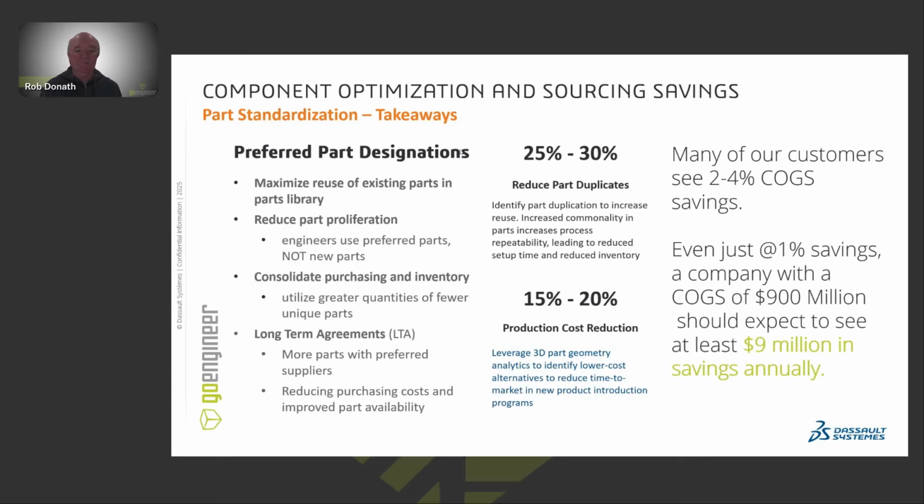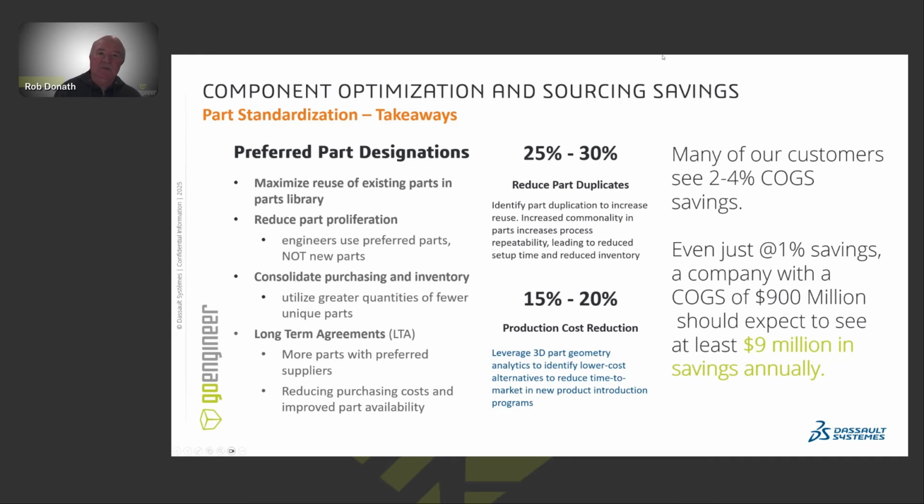This will help consolidate purchasing and inventory information, which allows them to order larger quantities of fewer unique parts, because we're not creating a bunch of small orders for the same part. It also enables them to negotiate better terms for their long-term agreements, with more parts going to preferred suppliers, reducing purchasing cost and improving parts availability, because they're not ordering 3 of the exact same kind of part under different part numbers that they've created internally.